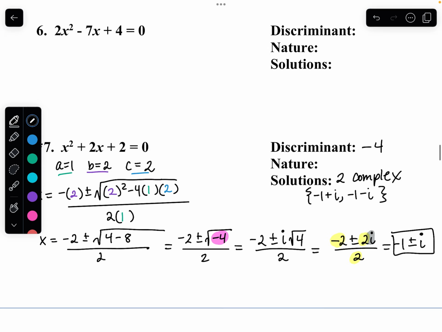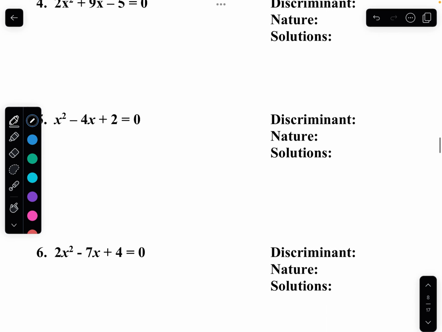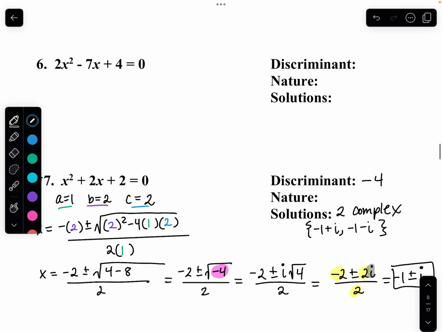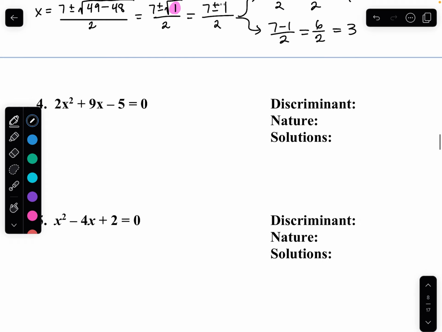Okay, and so I'm going to post the key for the 4, 5, and 6 that I skipped. So try to go through this yourself and see if you can get the right answers.